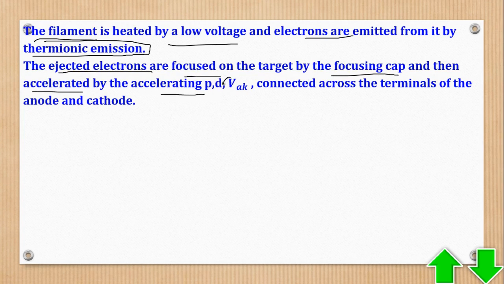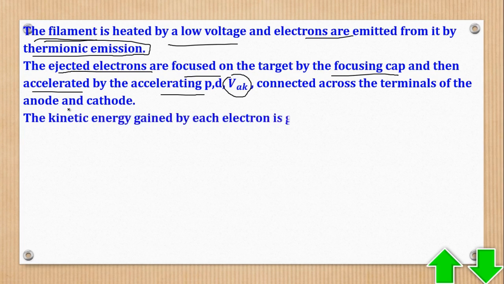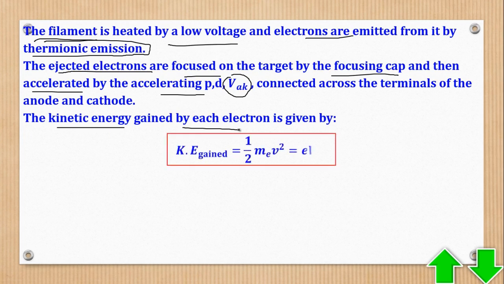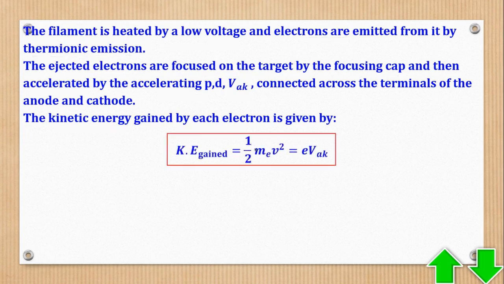So this is the accelerating PD. It is between the cathode and the anode, connected across the terminals of the cathode and the anode. The kinetic energy gained by each electron is given by this formula. So they can ask for the kinetic energy gained. So this is half mv squared. If they give you mass, if it's an electron, mass is the constant, and the velocity, if it is known, you can get the kinetic energy gained.